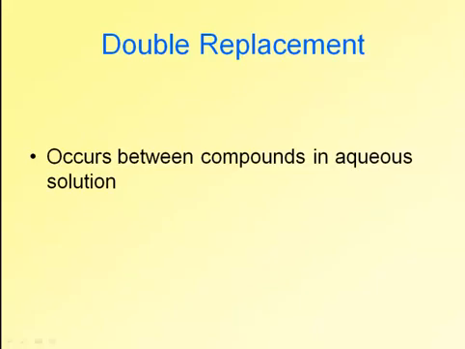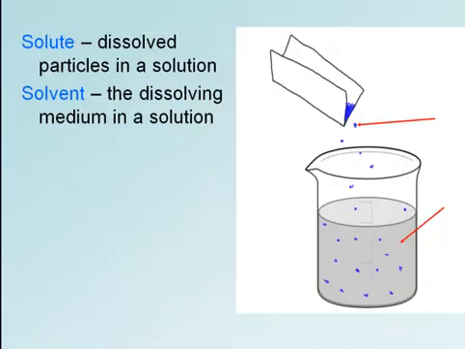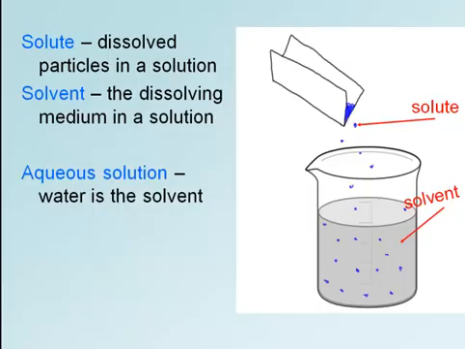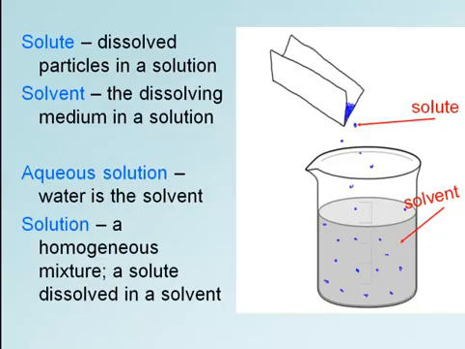Moving on to double replacement reactions. These processes occur between 2 compounds in aqueous solution. Let's stop for a second and review a little bit of vocab. The solute is the substance that is dissolved. The solvent is the substance doing the dissolving. When the solvent is water, the combination is called an aqueous solution. The term aqueous is only used when the solvent is water. Otherwise, just call it a solution.